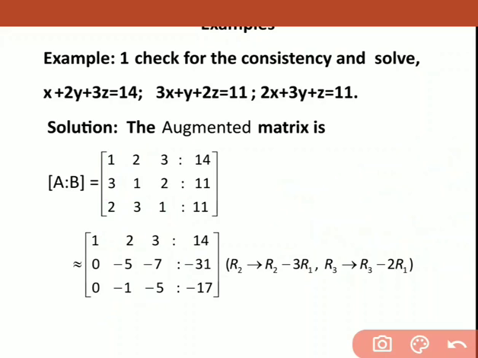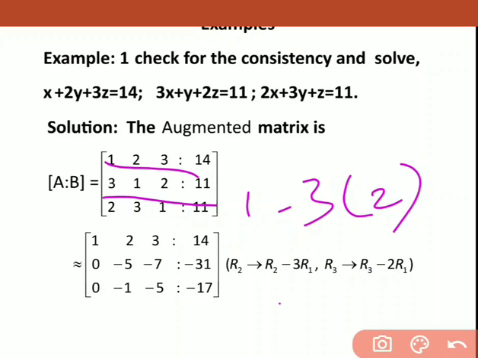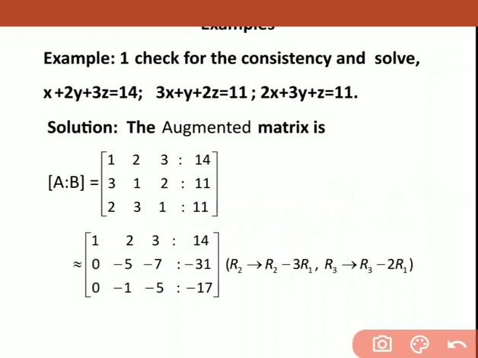Like this you have to find the remaining elements also. For R2 and R1, the second element is 1 minus 3 times 2, that is 1 minus 6, which is equal to minus 5. Similarly, the next element is 2 minus 3 times R1, where R1 here is 3, so 2 minus 9 gives minus 7. And lastly, the last element is 11 minus 3 times 14, so after simplification you will get minus 31.